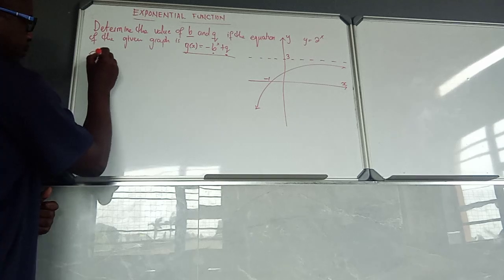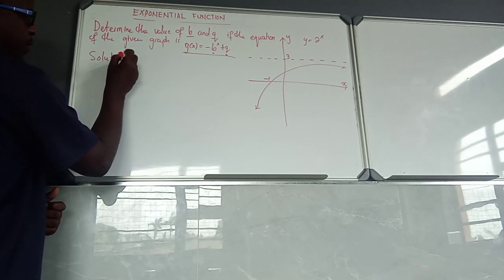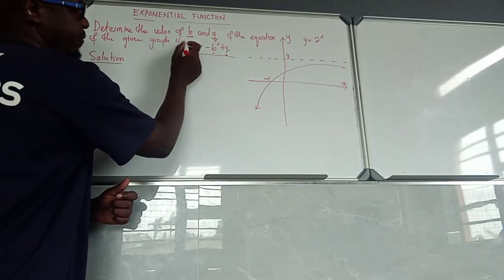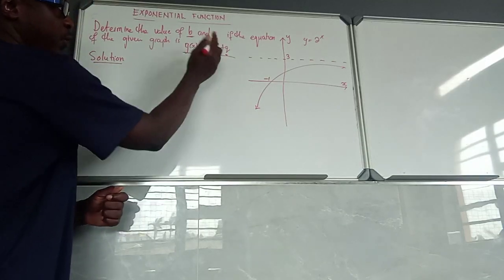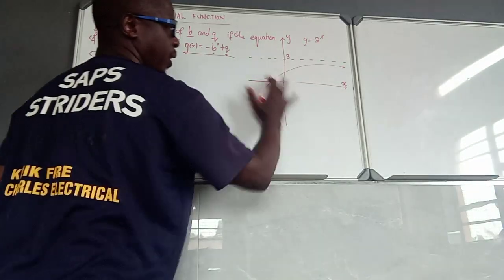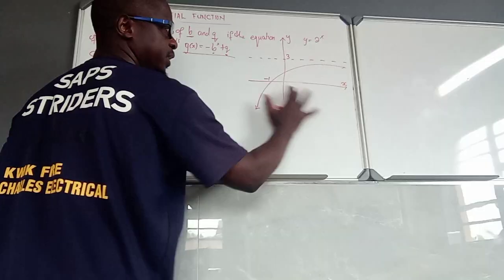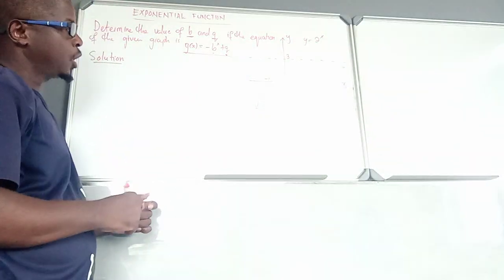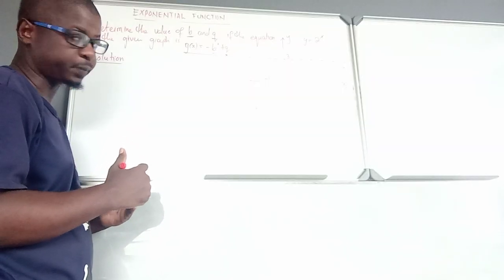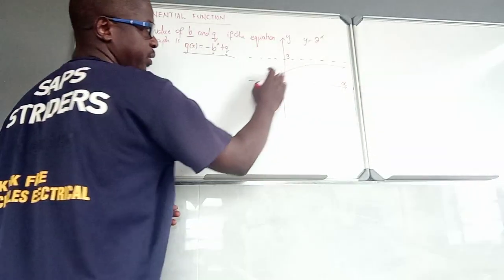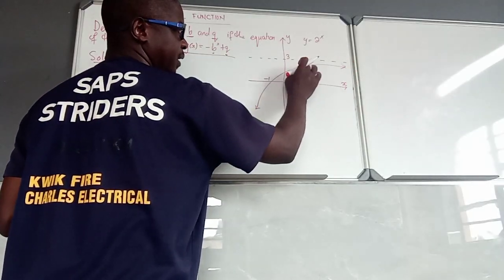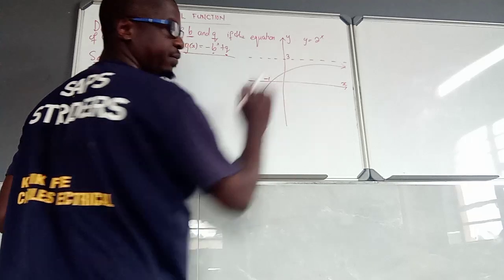Now, solution. We want to find what b is and what q is in this given expression. So we want to write them in numbers using the information that we're going to collect from this graph. How do we go about that? First things first is our asymptote. What is our asymptote here? Our asymptote is 3. Y is equal to 3. It is this line here, the line where this graph approaches but never touches.